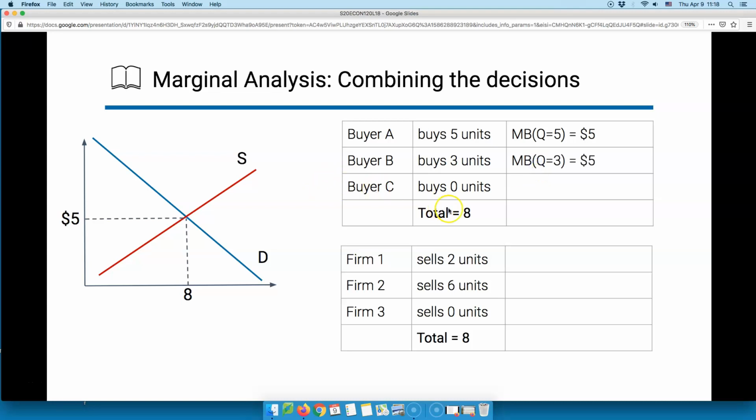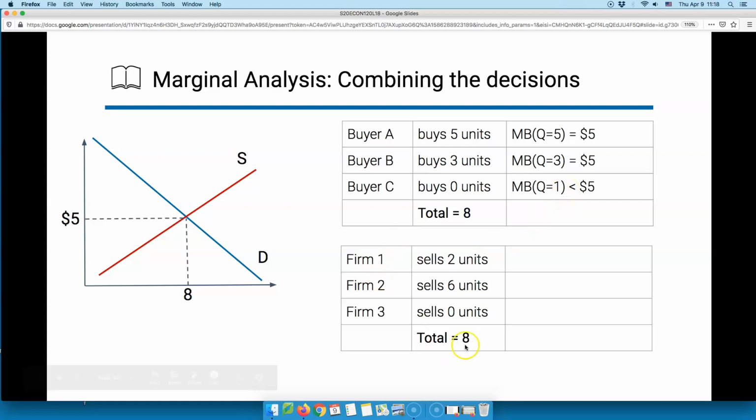If buyer C decides not to buy anything at the price of $5, that means that the first unit that they can potentially buy, they value at something less than 5. So by looking at who buys how much at the market price, we can safely say what their benefits are for the last unit that they purchase.